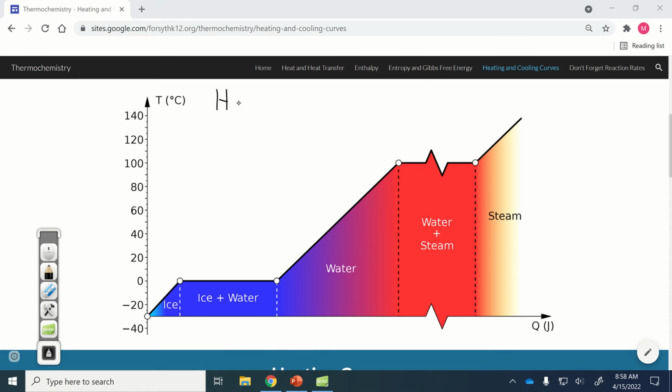There is one little thing that's going on in it that I'm going to kind of ignore, and I'll mention what that is. But this is the heating curve for water, pretty much the most common one we analyze. But essentially all substances have heating curves that look like this. It's just at what temperature are we changing the states of matter.